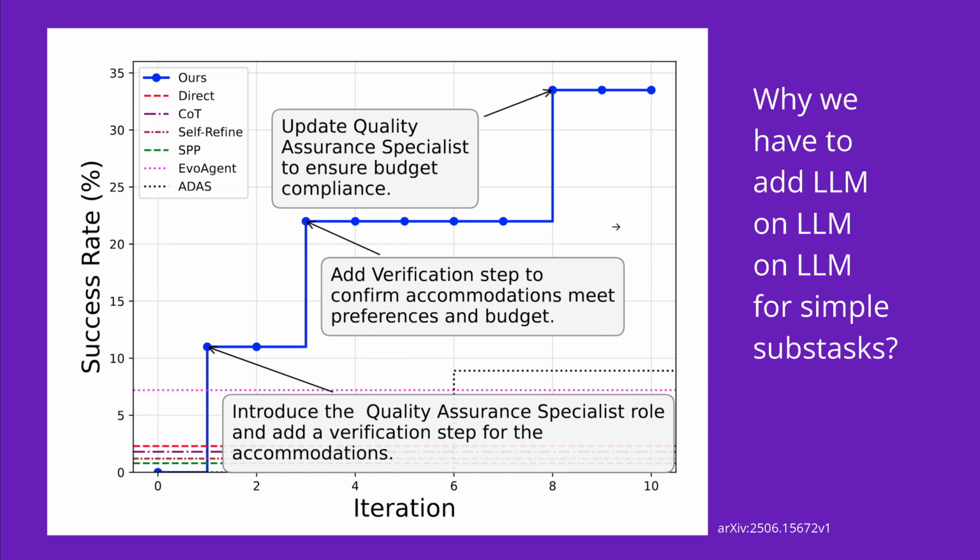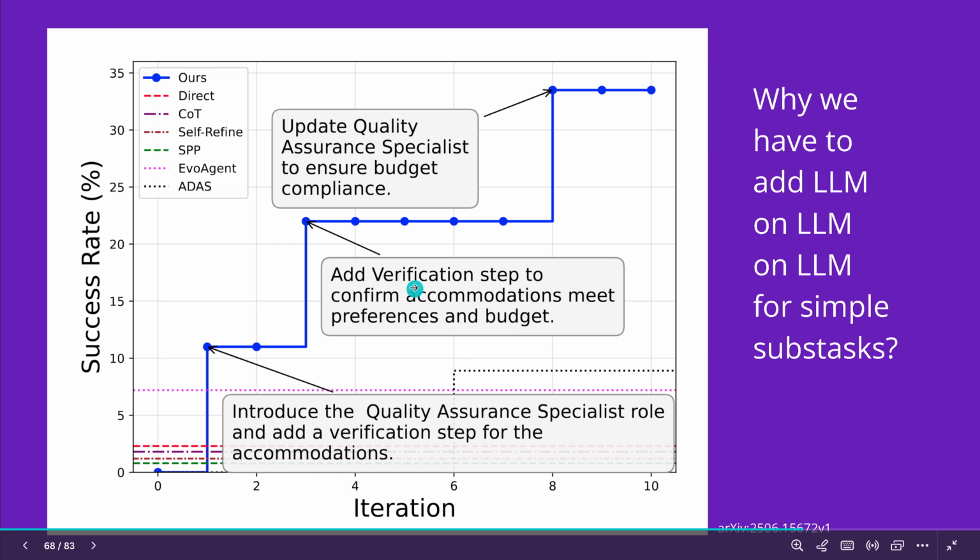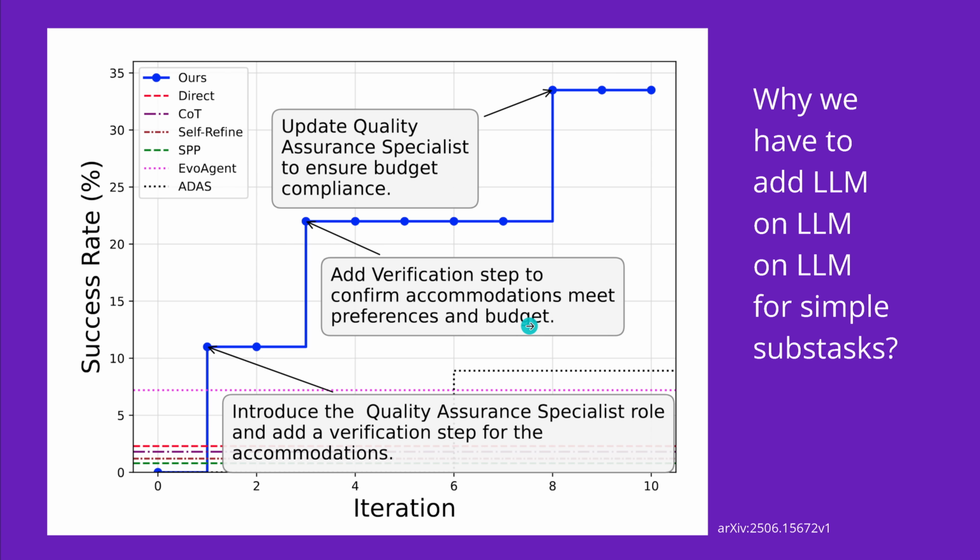And then they said, we found here there's a dependence. Let's say we have an agent that is called the quality assurance specialist agent. Great. And you see the success rate here only from 5 to 30%, so really low. If we introduce a verification step, you see, wow, we make a jump. And if we have the verification step to confirm the budget needs, another jump. And if we update the quality assurance specialist to ensure the budget compliance for particular reasons, the agent becomes better and better and better, you see, yes. But you know what? We not only improve the single agent performance, but we add LLM on top of LLM for simple substacks here, as you see, for the quality assurance specialist agent.